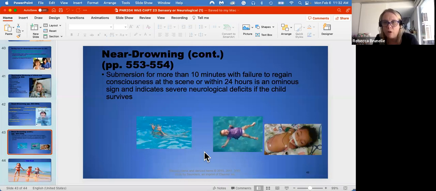So if they are submerged for more than 10 minutes and they don't regain consciousness within 24 hours, that's a very ominous sign that they will eventually die from their submersion into water. So that is the end of the sensory neuro.